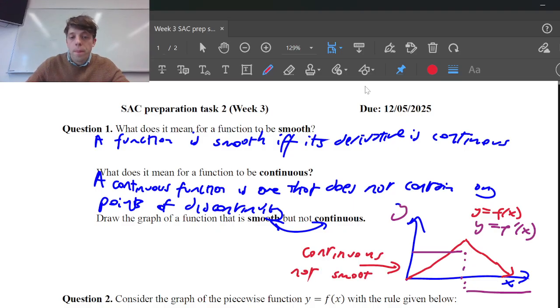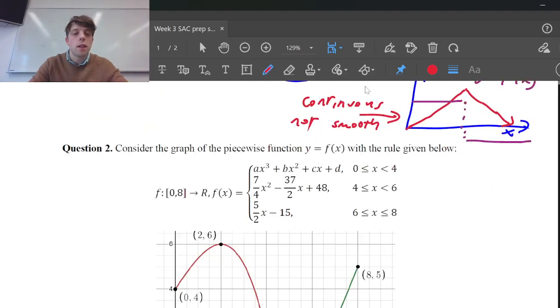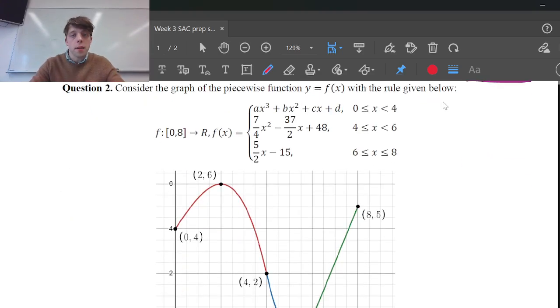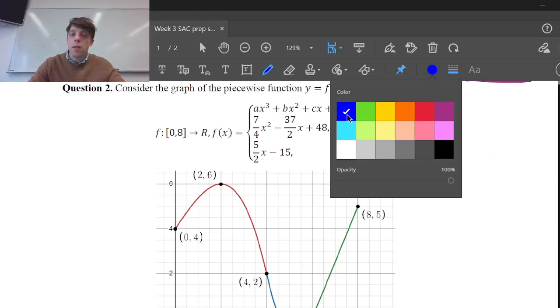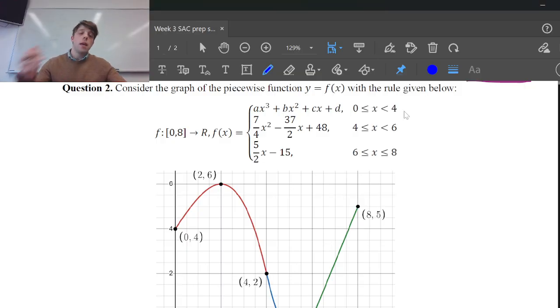All right. So hopefully we understand those definitions because we're going to now use them for the rest of the task. So starting out with this problem here, we've been given a piecewise function. The first question is going to require us to figure out what A, B, C, and D are in this cubic that we've been given here.